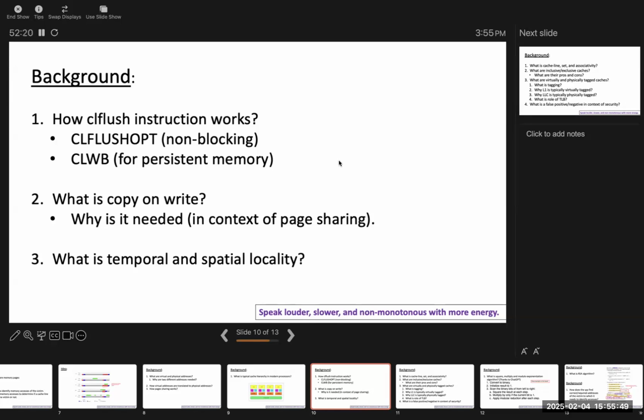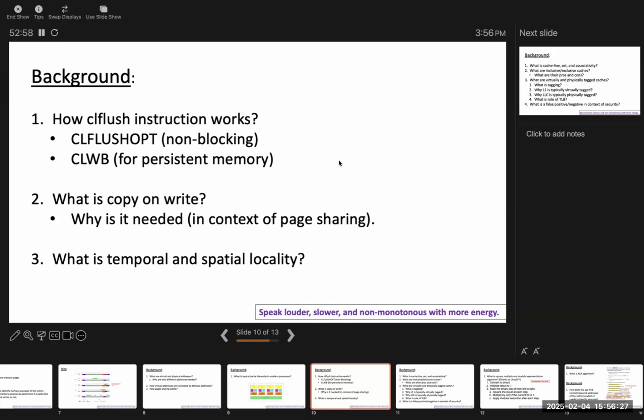Okay, what is copy on write? Anyone who knows? Copy on write. Okay, so I gave you an example that two processes are sharing a library routine, square root, let's say. But square root is code, right? There can be cases where you share data pages, like shared between process A and process B.